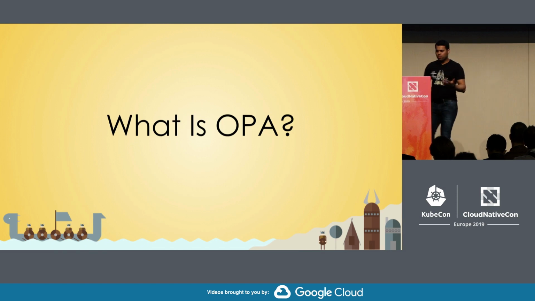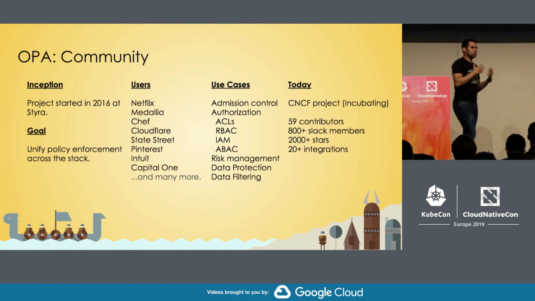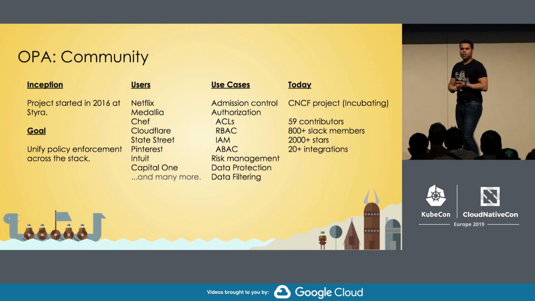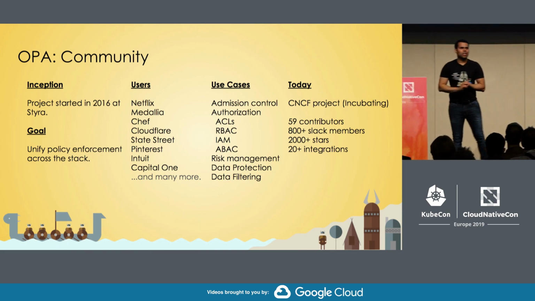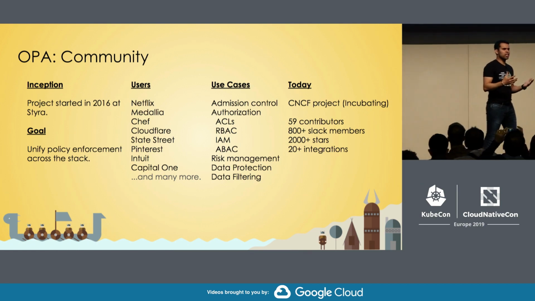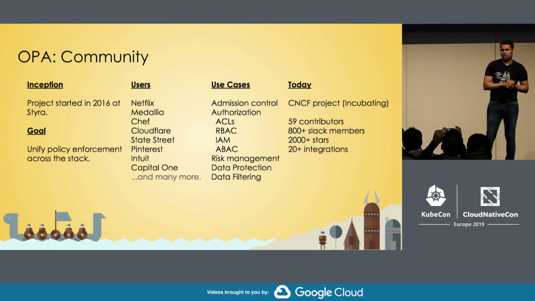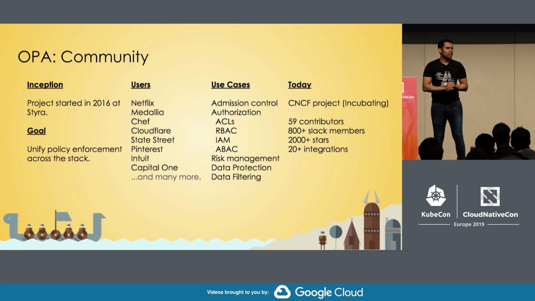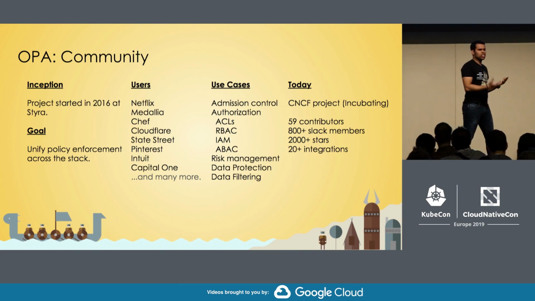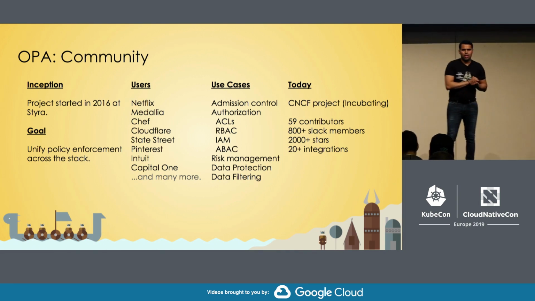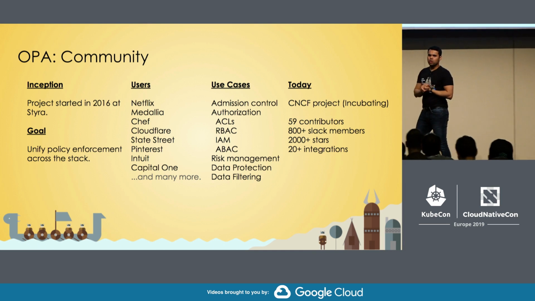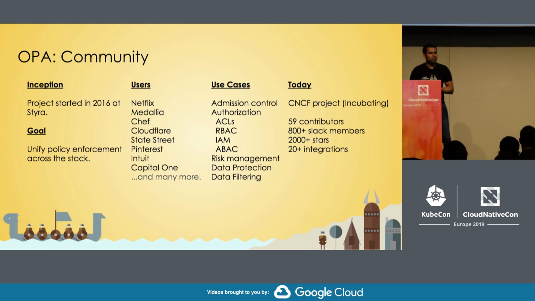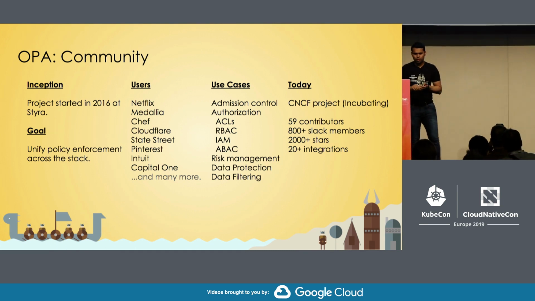Before we go more into OPA, I'd just like to mention something about OPA's community. OPA was founded in 2016 at Styra, and the goal of the project is to unify policy enforcement across the stack. One of the earliest adopters of OPA was Netflix, and they use OPA for authorization over their HTTP and gRPC APIs. And there are more than 20 companies using OPA actively in production for use cases such as admission control, authorization, risk management, data protection, and so on.